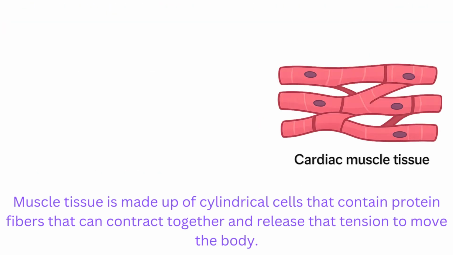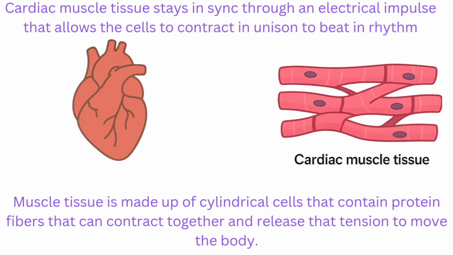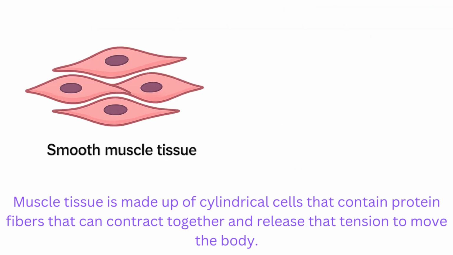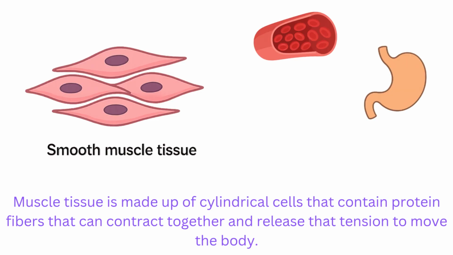Cardiac muscle, found only in the heart, is made up of connected branching cells, allowing the heartbeat to remain perfectly coordinated. And smooth muscle controls involuntary motion. It lines the walls of blood vessels, the stomach, and the intestines.